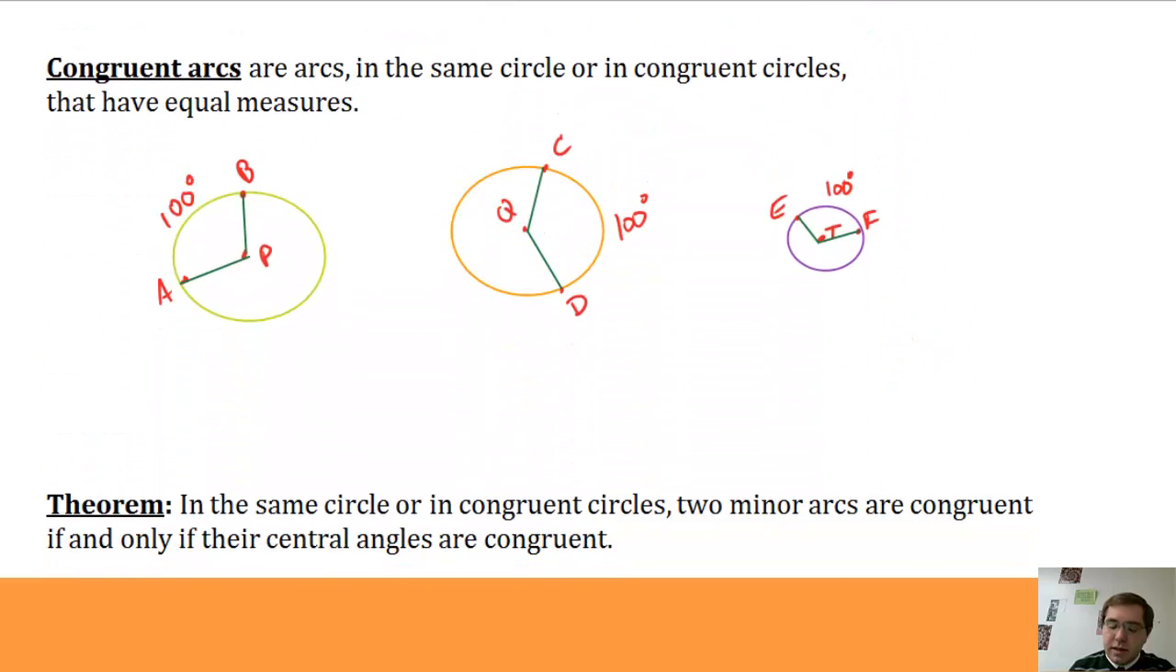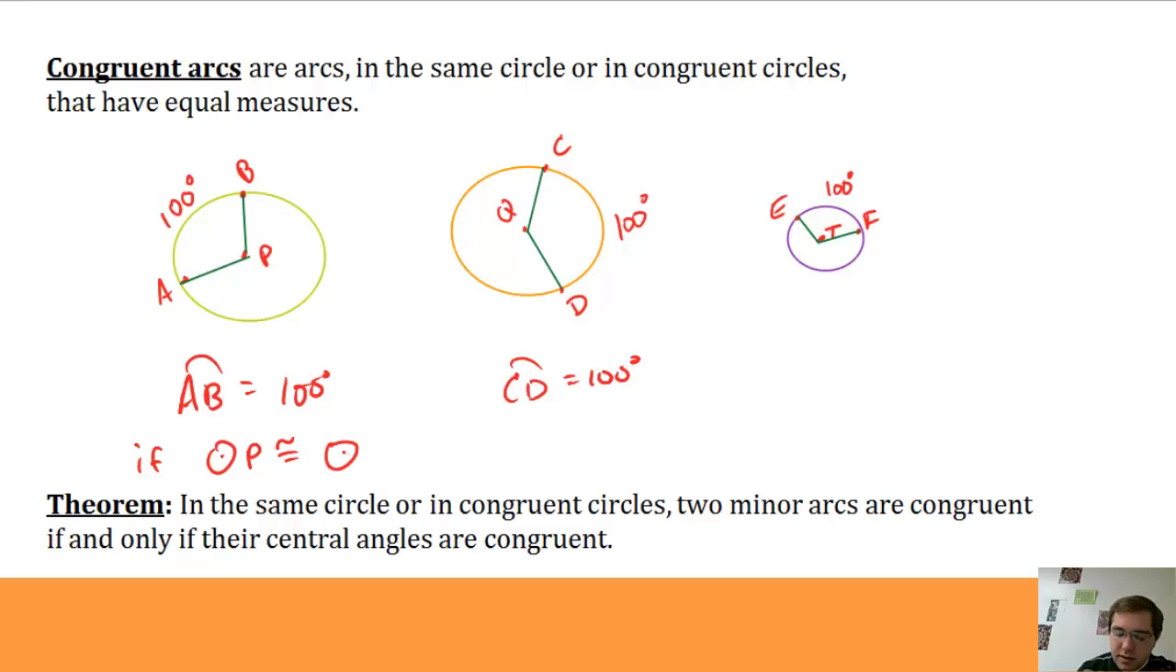Another intuitive idea is the idea of congruent arcs. Congruent arcs are arcs that are either in the same circle or in congruent circles, circles of the same size, that have equal measures. So I've got an arc AB here that has a 100-degree measure, and I've got an arc CD here with a 100-degree measure. If circle P is congruent to circle Q, then arc AB is congruent to arc CD.